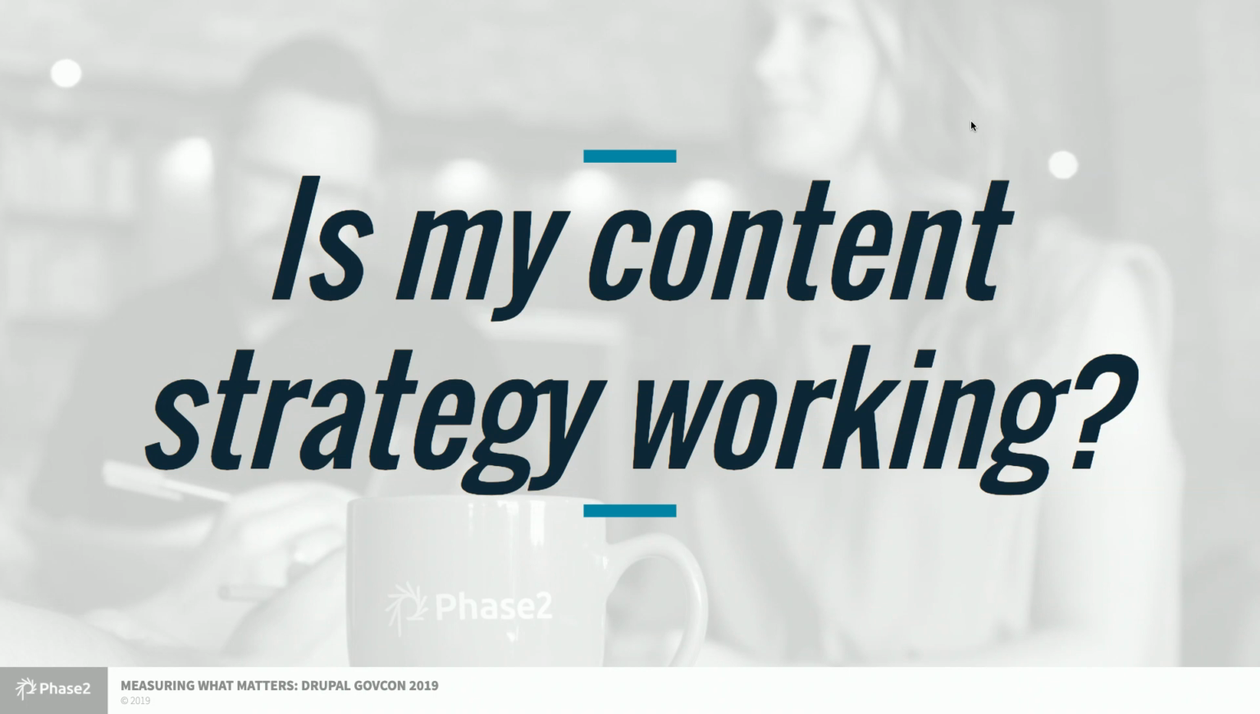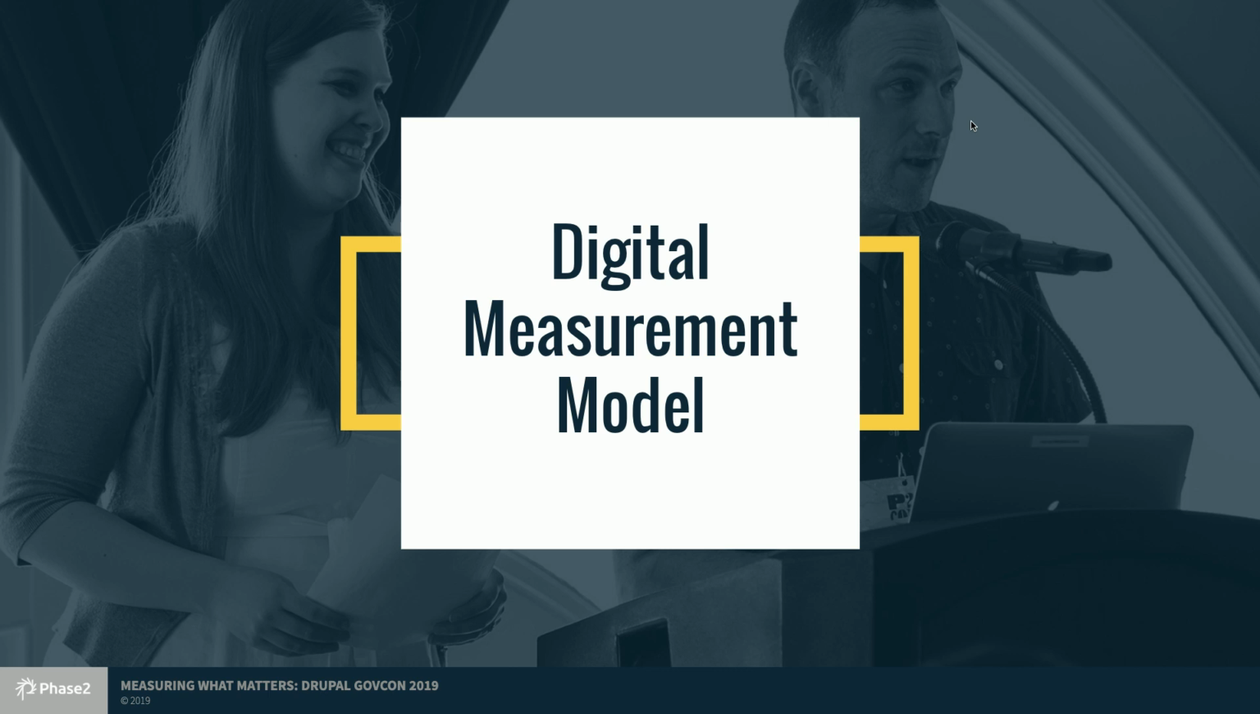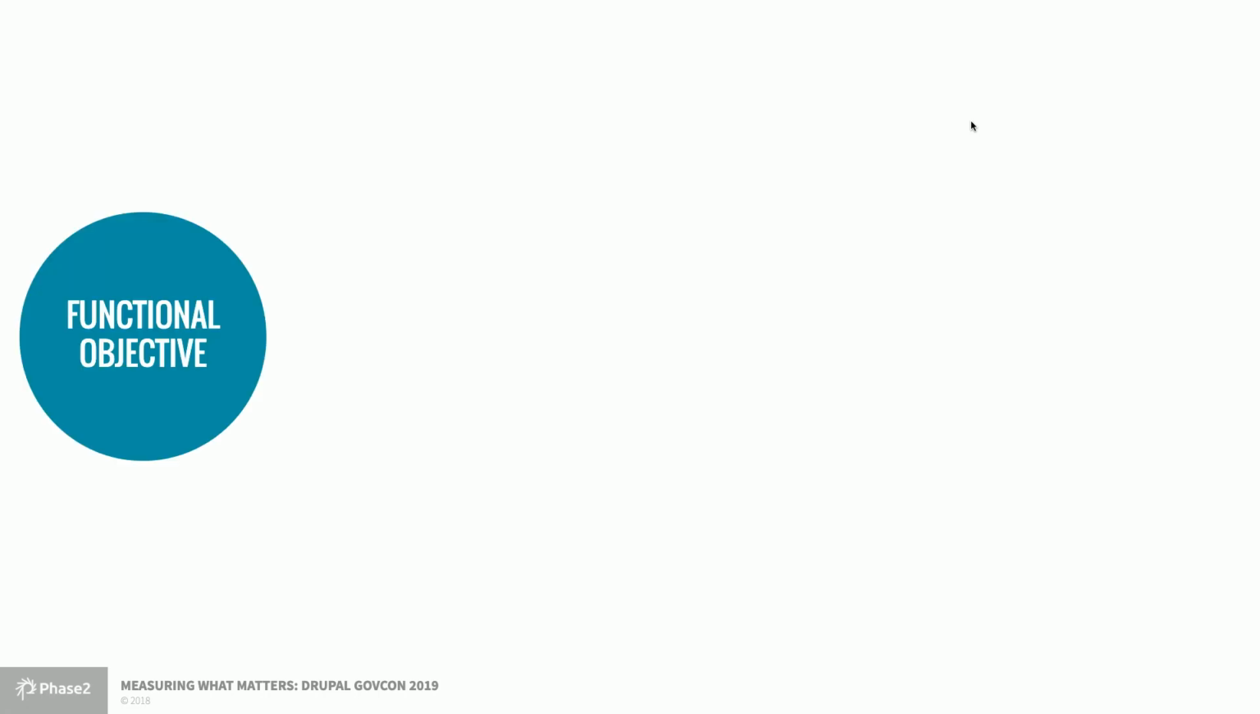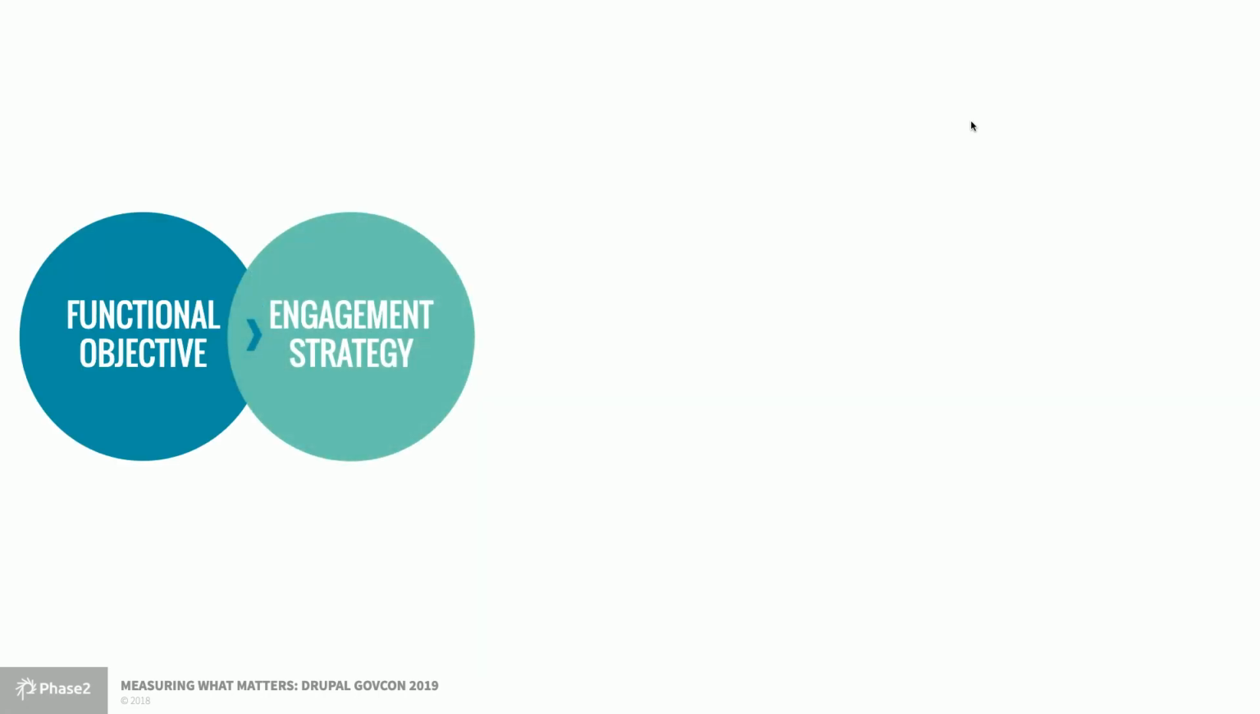So today, I want to dig into an answer to that question. It's called the digital measurement model. I wish I could take credit for inventing it, but it was actually created by a man named Avinash Kaushik, who works for Google. He was Google's analytics evangelist, and now he runs an agency called Market Motive and the blog Occam's Razor. It's a pretty simple model, but the idea is you start with your big objective.